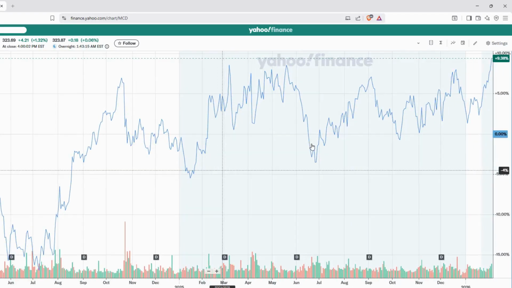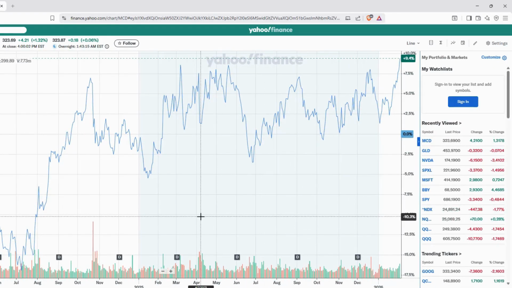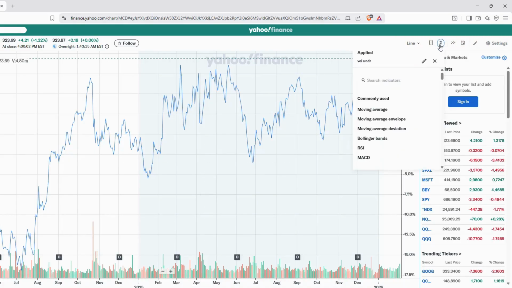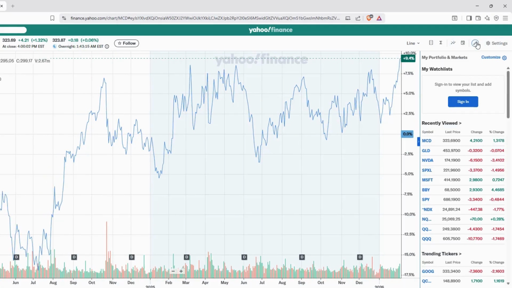When you click Advanced Chart, Yahoo Finance opens a much more powerful charting interface. This gives you access to technical indicators like moving averages, RSI, MACD, volume overlays, drawing tools, and multiple time frames, similar to what you'd see on professional charting platforms. For most beginners, the default chart is enough, but once you start learning technical analysis, the advanced chart becomes very useful.